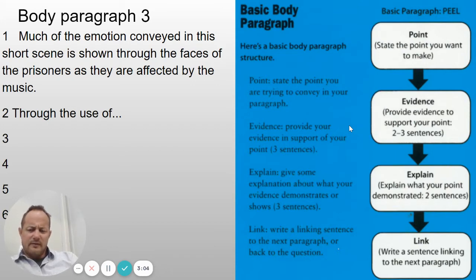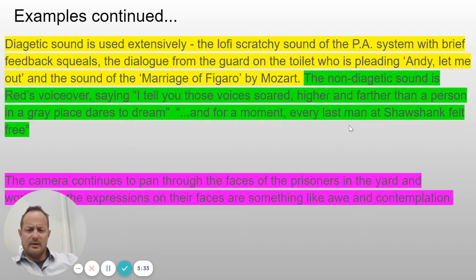So we can use that, but we need to use that "through the use of" before we put those specific examples in. We give an explanation: this evidence demonstrates Darabont wanting to emphasize the power of the music and how that music has affected the prisoners, their awe and their contemplation. And you might also link that to Red's dialogue, where he finishes by, for just a second, every man felt free. In fact, we'll have a look back at that. And for a moment, every last man at Shawshank felt free.